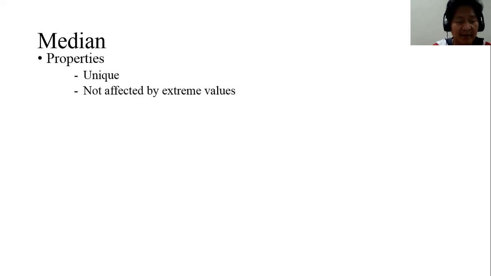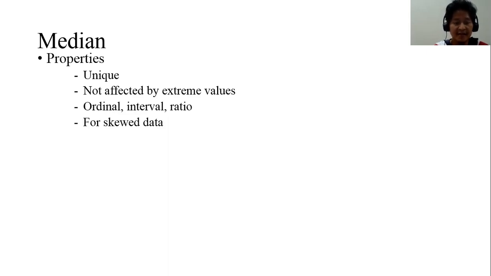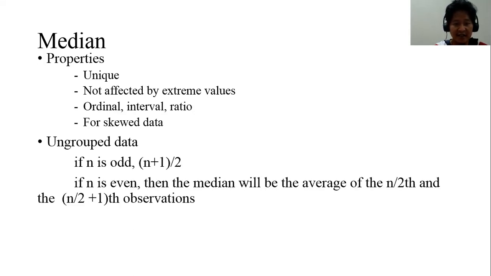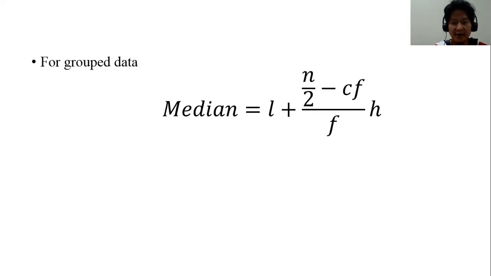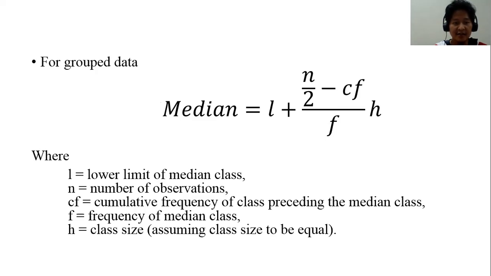And then the median. We have the following properties, also unique, but this one is not affected by extreme values. Best for ordinal data. Okay, for ungrouped data, we just have to consider if the sample size is odd and if it's even. And then for grouped data, we'll be using this formula. We'll have an example of this later on, trying to find all these variables here.